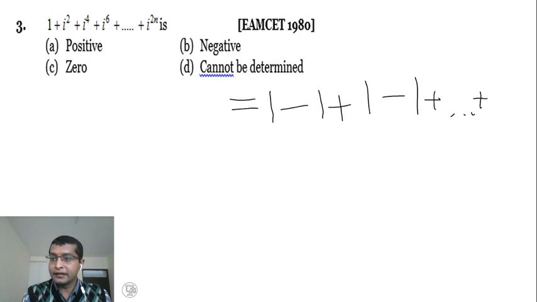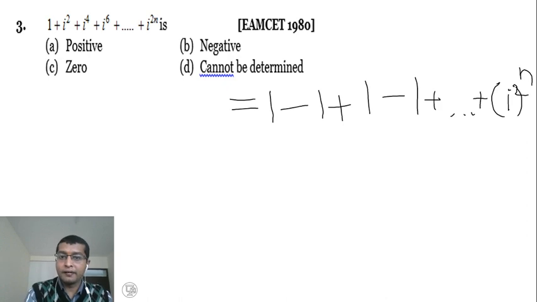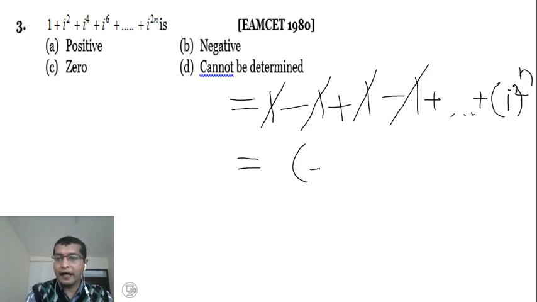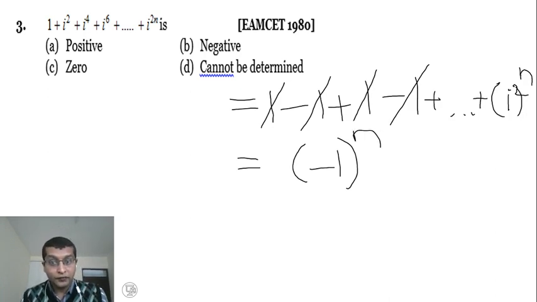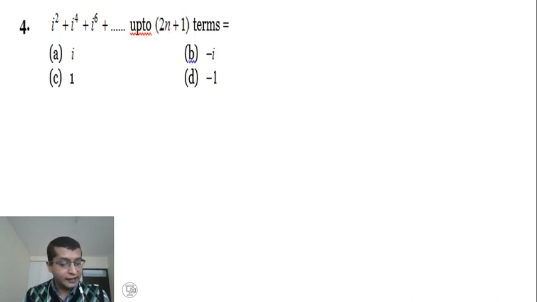So we write this as (i^2)^n here, like this. Here it is plus 1 minus 1, plus 1 minus 1, they are going to get cancelled. So finally we get (i^2)^n, that is (minus 1)^n. I told you, we don't know the value of n, whether it is positive or negative, it is not known to us. Therefore, the correct option is cannot be determined. Okay, right. We'll move to our next example.